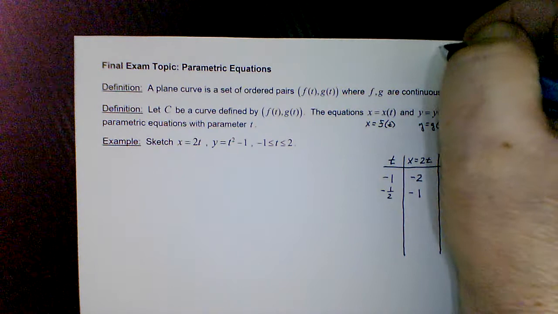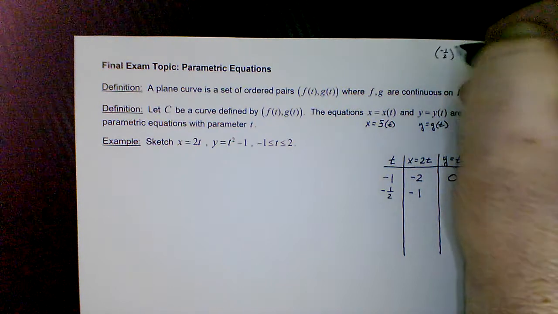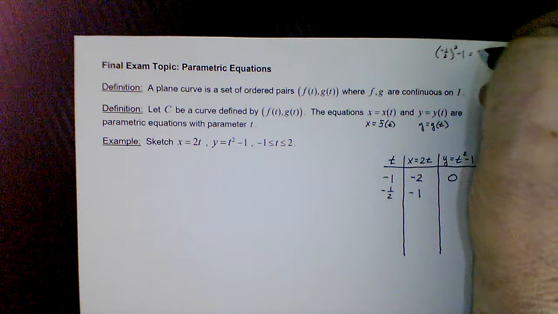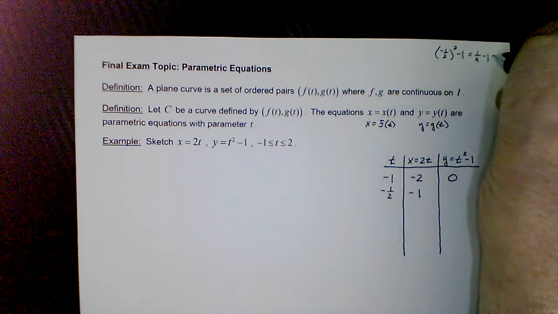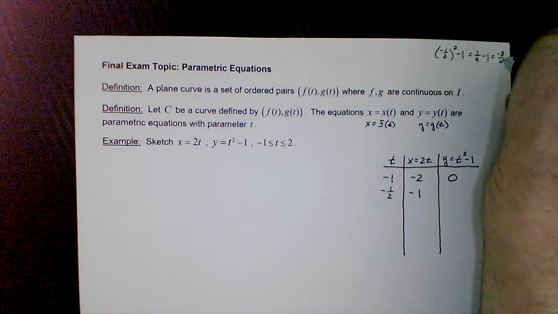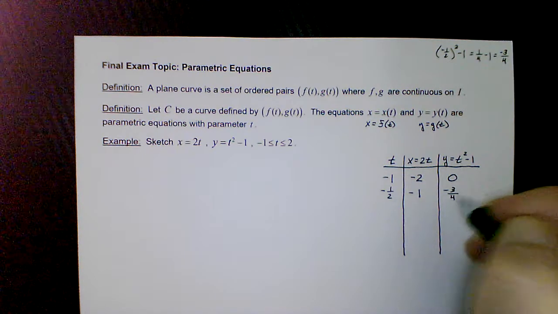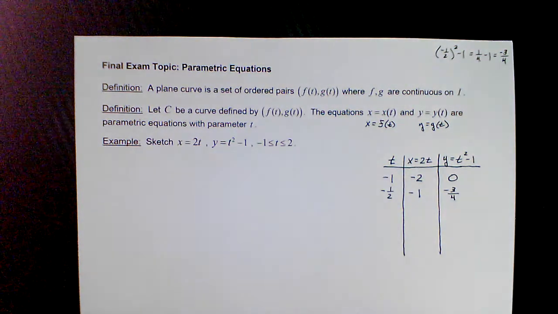Plug a negative 1/2 in here. Let me go up to the top here. Negative 1/2 squared minus 1. That'd be 1/4 minus 1. Or negative 3/4. So that's our value of y. So make sure you know, obviously, where I'm getting these numbers from.